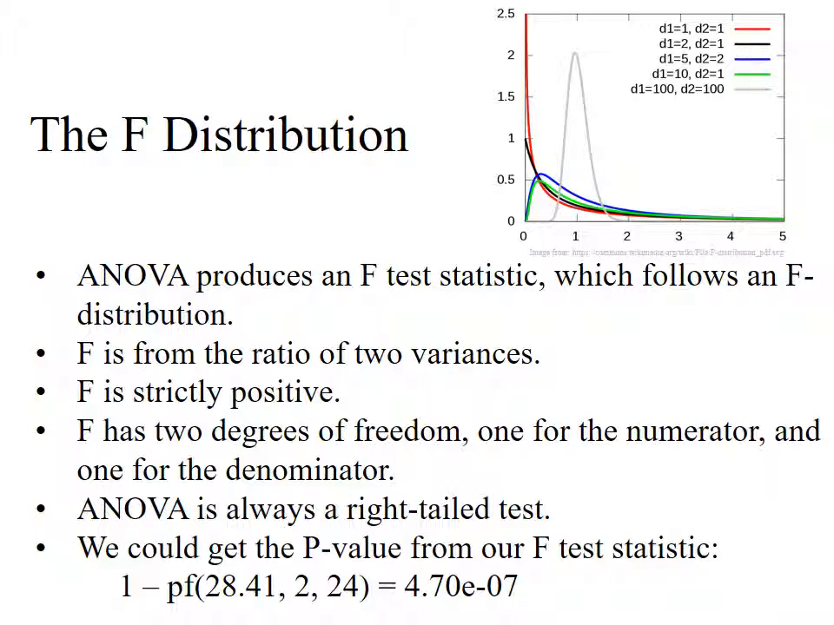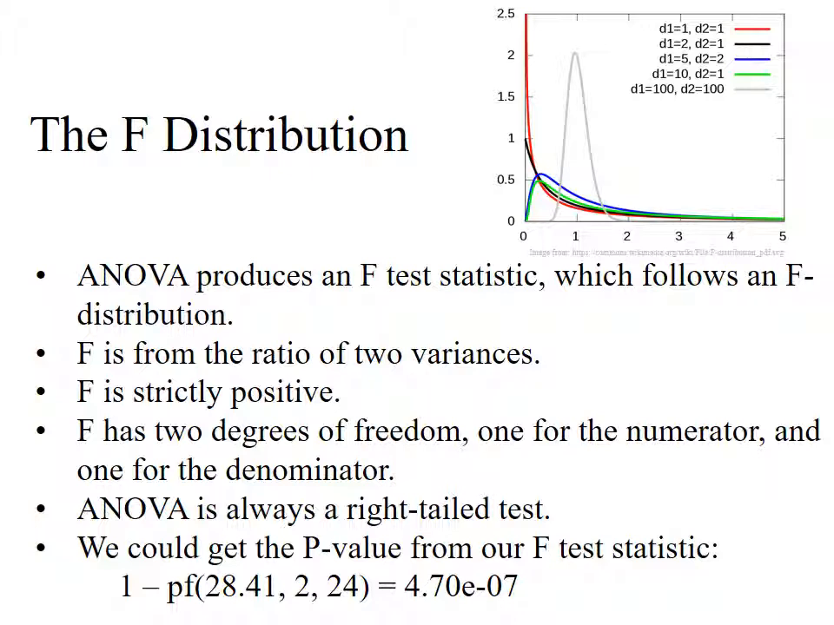One for the numerator's degrees of freedom, one for the denominator's degrees of freedom. This also means ANOVA is always going to give us a right-tailed test, because if there's a big difference between these groups, then the numerator is going to be bigger than the denominator. So that's always going to push us to the right towards larger values. So that means when we compute a p-value, it's always going to be a one-sided test, a right-tailed test. We want to know the probability of getting what we got or more.